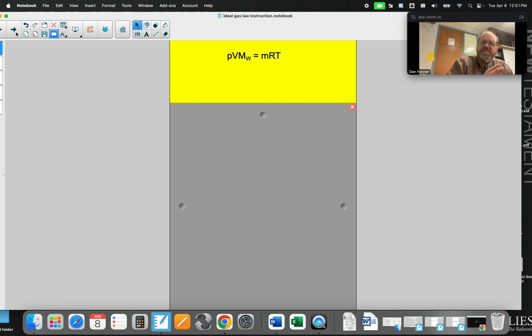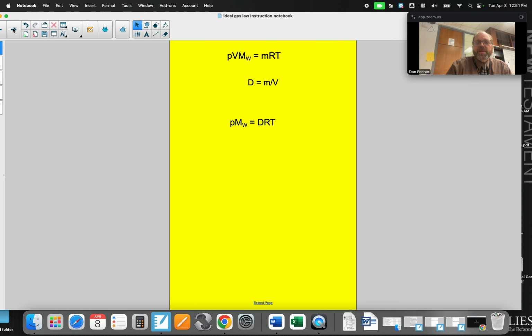All right. Now, one more equation we can use. Take our second ideal gas equation. Remember, we use the first one if we have moles, and the second one if we have mass. Now, can I do anything with this? Well, I've got a V and an m here. Is there an equation that we talked about involving mass and volume? Hopefully you remember density. So if I move volume over and rearrange the equation, I can make my equation P MW is equal to DRT. So that's my last ideal gas equation.